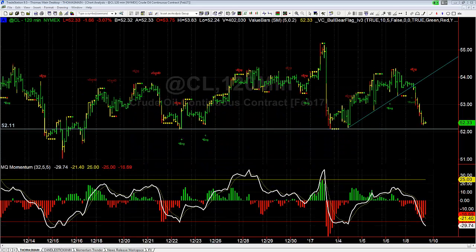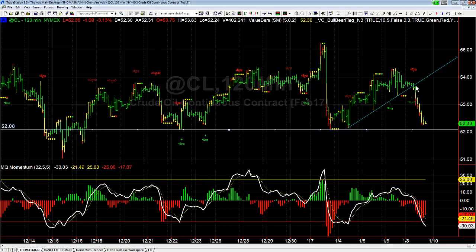It is Monday, January 9th, and we're going to take a look at Crude, and more specifically this down move that we've had happen here in Crude over the past day or so, from the overnight session and into today.